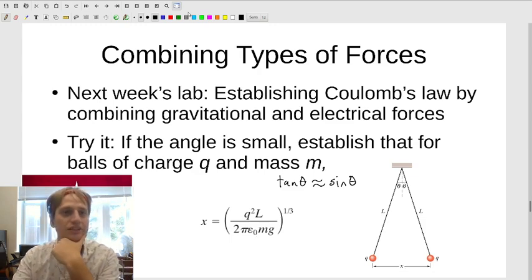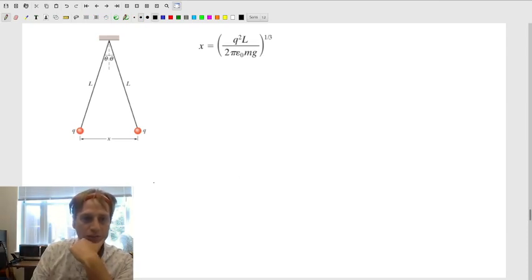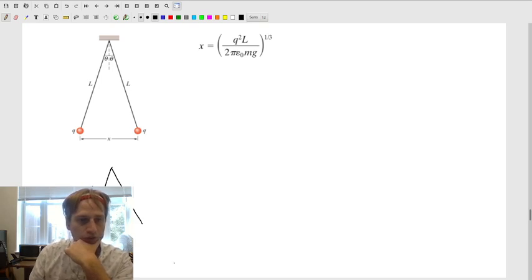And I'll show you how to set it up. I think we'll postpone this problem till next time. But what essentially you have to do is you're going to have the gravitational force pull this way. You're going to have the electrical force pull that way. And you're going to have a tension force pull this way. Okay, force of gravity, electrical force, and then the tension force.